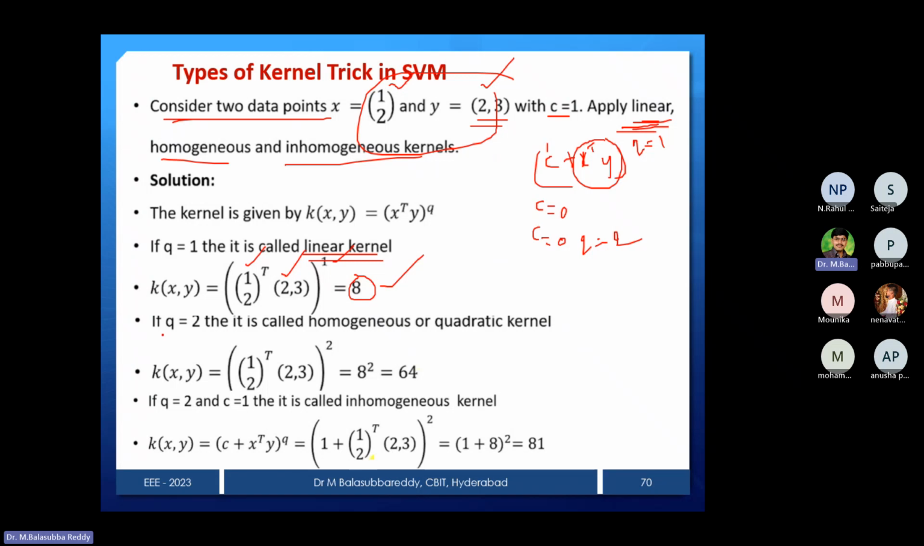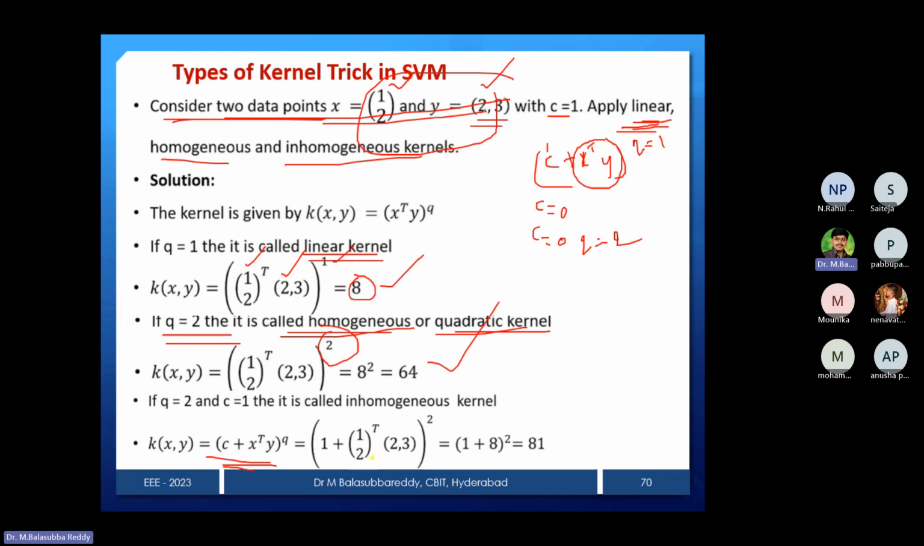Now Q is equal to 2. If Q is equal to 2, it is called homogeneous, or we can say the quadratic kernel. Inhomogeneous means C is equal to something. Here C is not mentioned. We used Q equal to 2, which we call the quadratic kernel. The formula is the same, only here we make it 2. That will become 8. And another one we can see is inhomogeneous. So here 3 examples we covered with the same data points.